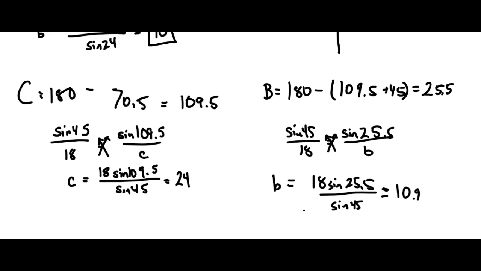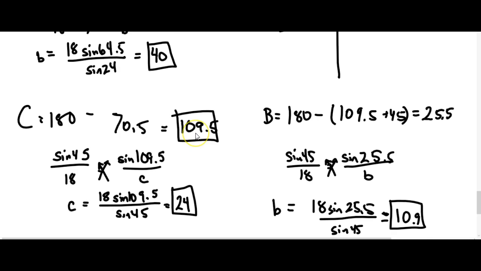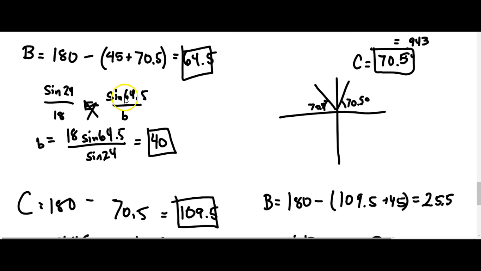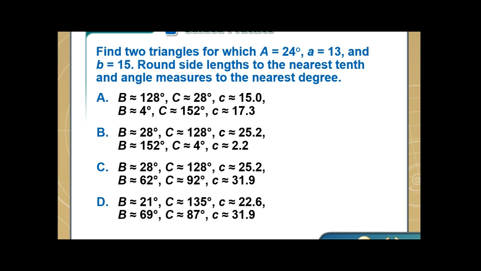So we found that angle C is 109.5 for the bigger triangle. Side c is 24, and side b is 10.9. So all 6 of those are possibilities, and let's try the review question. Go ahead and see if you can use what you've learned to figure out the sides and angles of this given triangle.